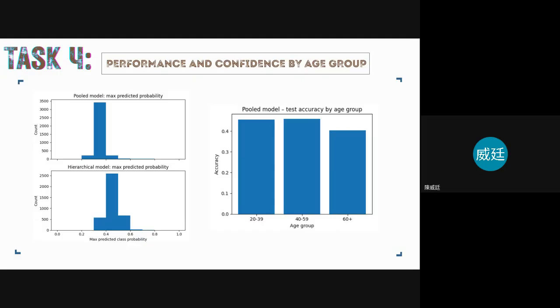And on the right, we show the test accuracy by age group for the pooled model. The two younger groups, 20 to 39 and 40 to 59, have similar accuracy, and the 60 plus group has slightly lower accuracy, which might be because older people have more complicated health conditions, and our simple covariates like BMI and income are not enough to perfectly separate all 5 health levels.